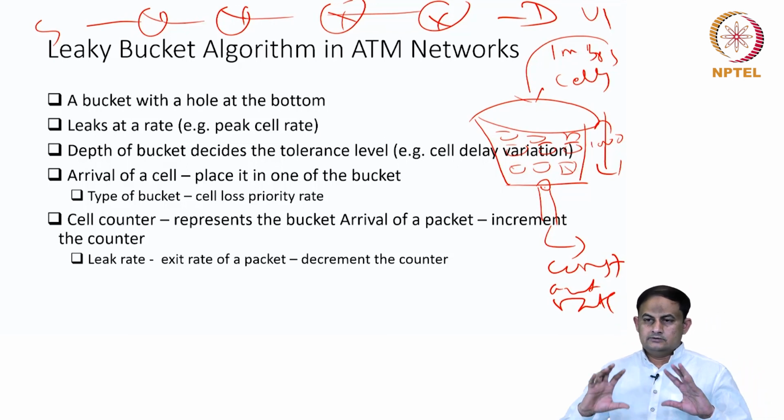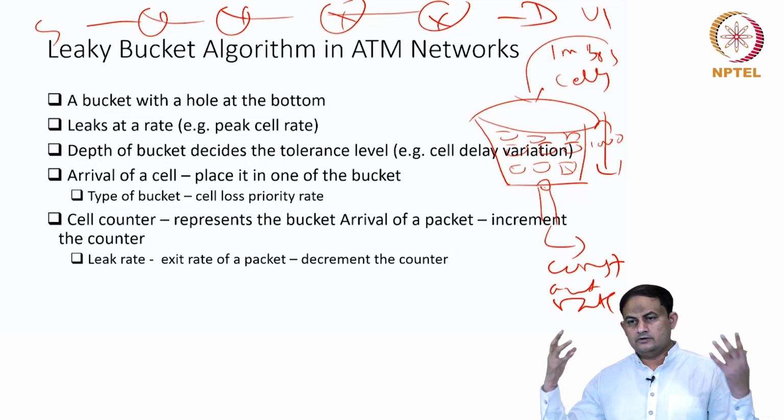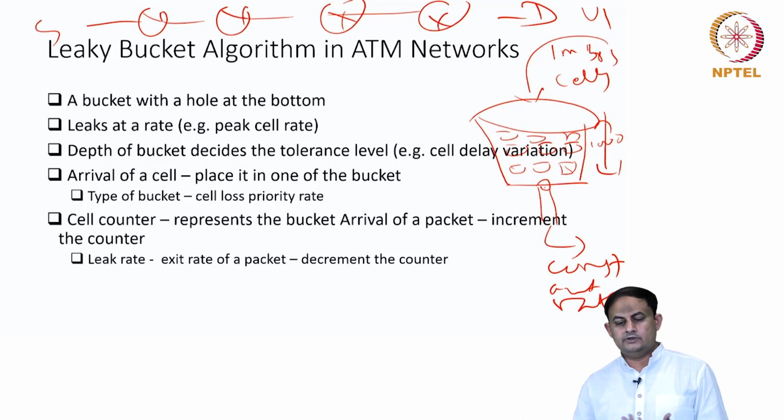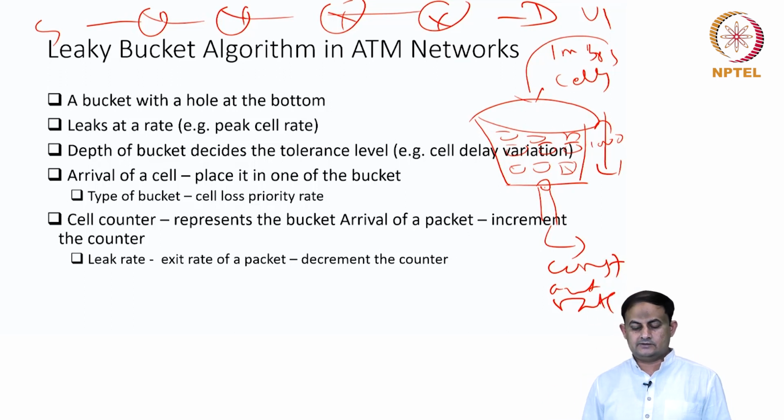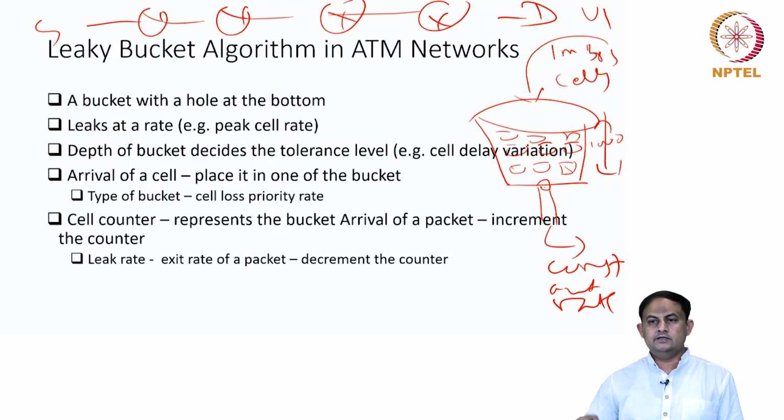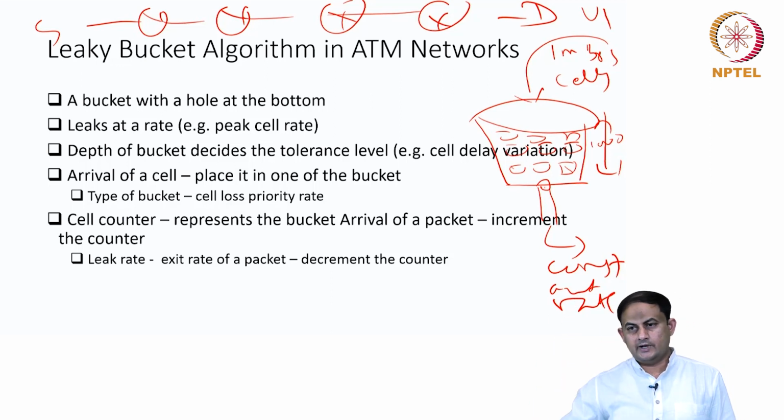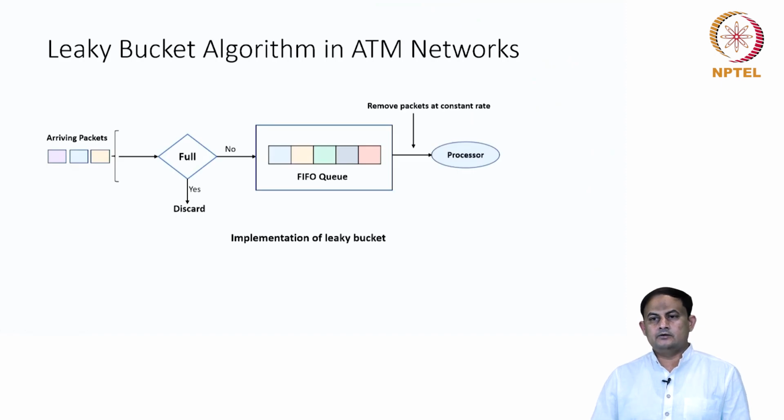Remember, this is operating in the ATM network. Cells have a fixed-size capacity, and every packet is of the same size. So the notion of capacity defined in terms of the number of cells is going to work. But when you use the IP network, this is not the case.